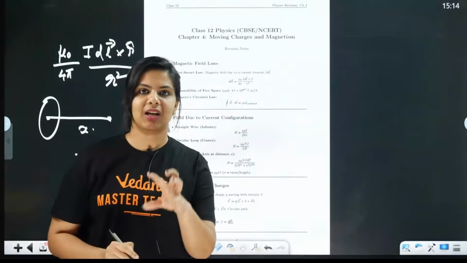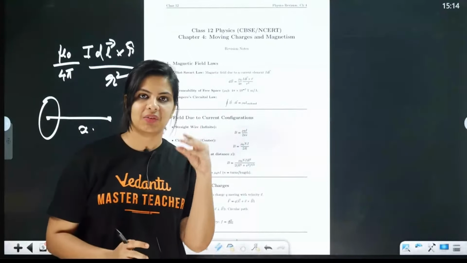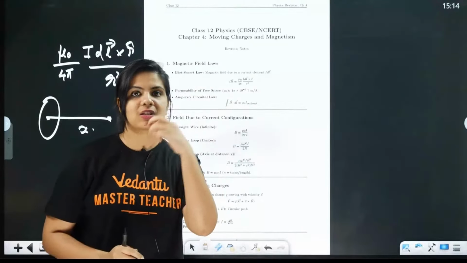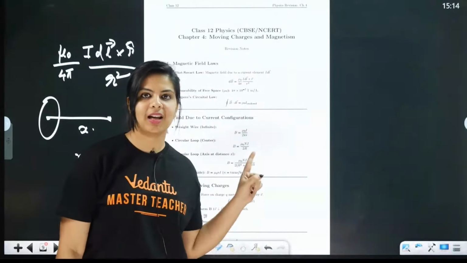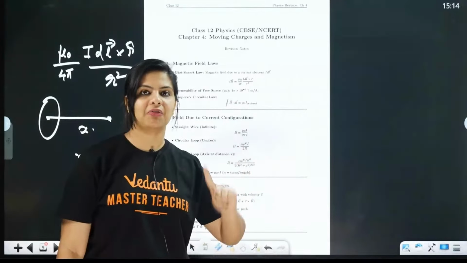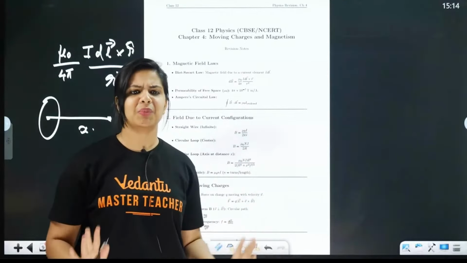When this charge enters an electric and magnetic field, it will experience a force due to the electric field as well as due to the magnetic field. The force from the electric field is qE, and from the magnetic field is q(v cross B). The sum of the two is the Lorentz force.